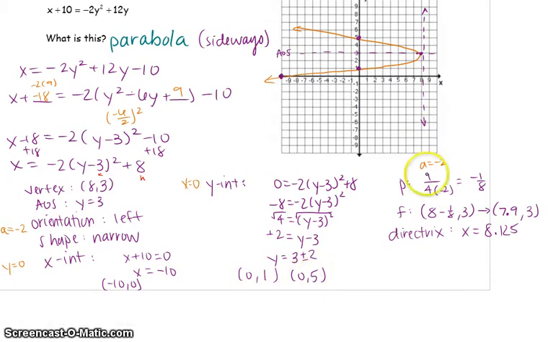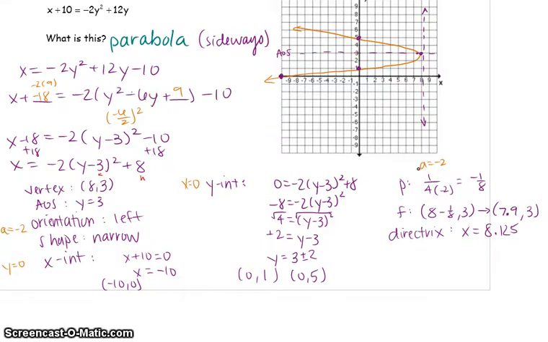And then for your p-value, that's 1 over 4a, and your a is -2, so you get your p-value of 1/8. To find your focus, you start at your vertex, (8, 3), and you're going to go to the left 1/8, your p-value. So that is that little dot right there. That is (7.9, 3). In your directrix, you're going to go 1/8 to the right. So you get that purple vertical line there.